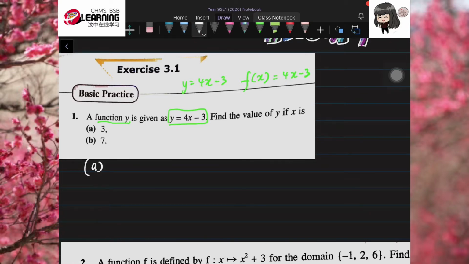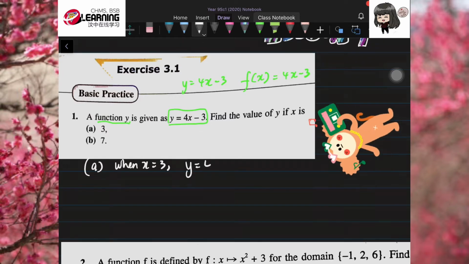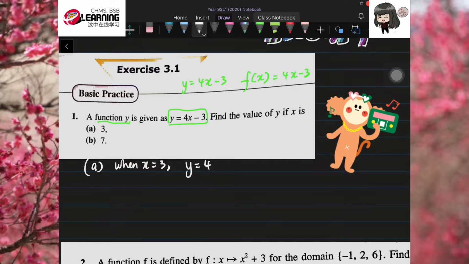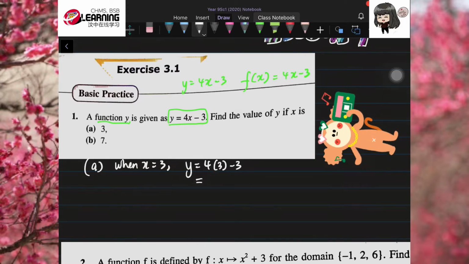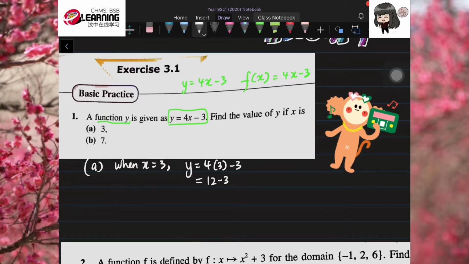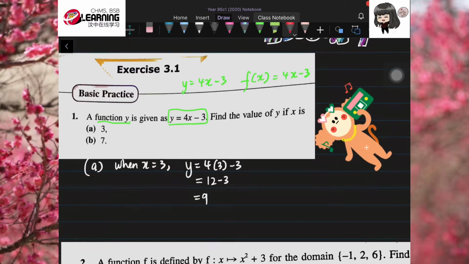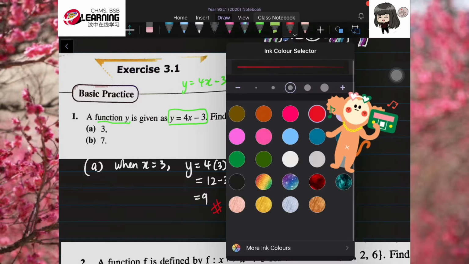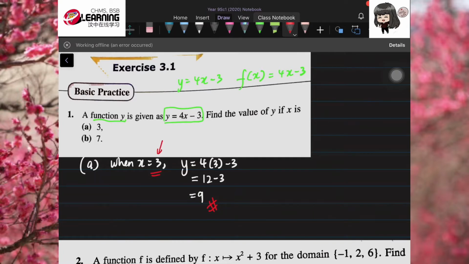This one is easy. When your x is 3, you just substitute in. This 3 is just like your input. You put in 3, and this function will generate an answer, which is 4 times 3 minus 3, which gives you 9. So the output is 9. So 3 is your input and 9 is your output, or I can say that 3 is my object and the image of 3 is 9. Is that clear?